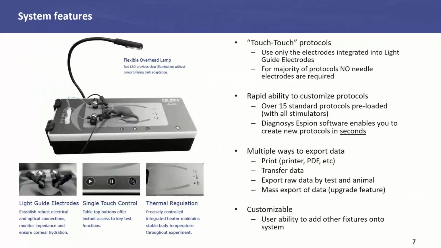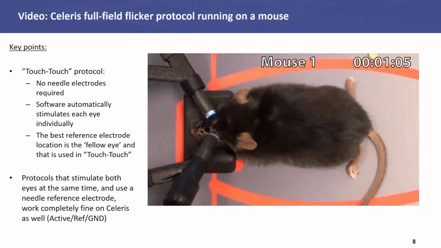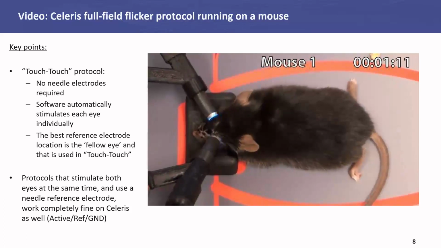The dicoptic nature of the Celeris stimulator allows for what we call touch-touch protocols. Touch-touch protocols are so named because you touch one stimulator to one eye, you touch another one to the other eye, and then you're done with setup. Touch-touch protocols do not require an additional external reference or ground electrode. The touch-touch protocols interleave flashes between two eyes. What they do is they stimulate one eye and use the fellow eye as the reference, and then they invert that setup.